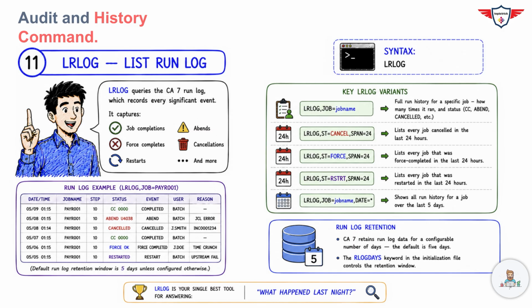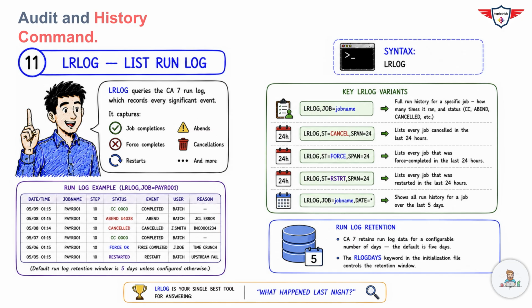Similarly, you have the next variant, that is LRLOG, ST equals to force, span equals to 24. And this would list every job that was force completed in the last 24 hours. Similarly, you have LRLOG, ST equals to restart, span equals to 24, and this would list every job that was restarted in the last 24 hours.